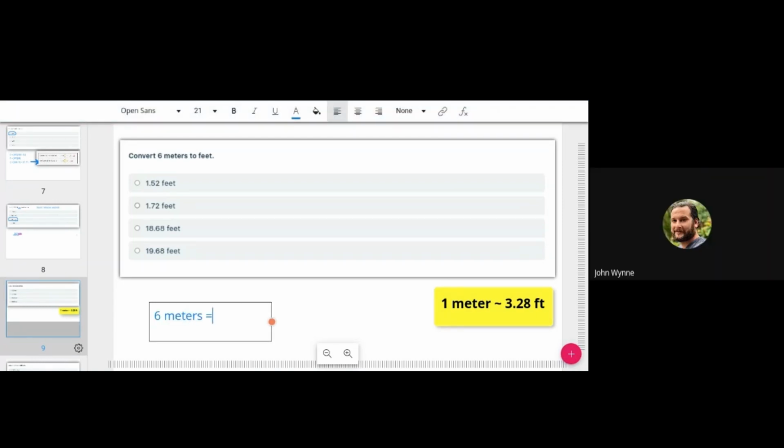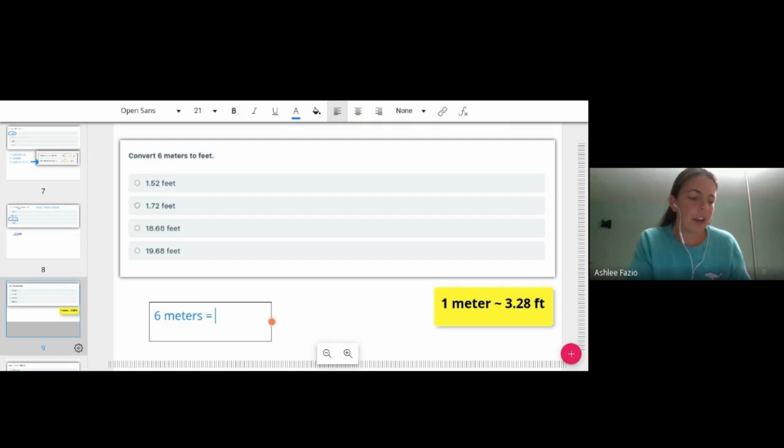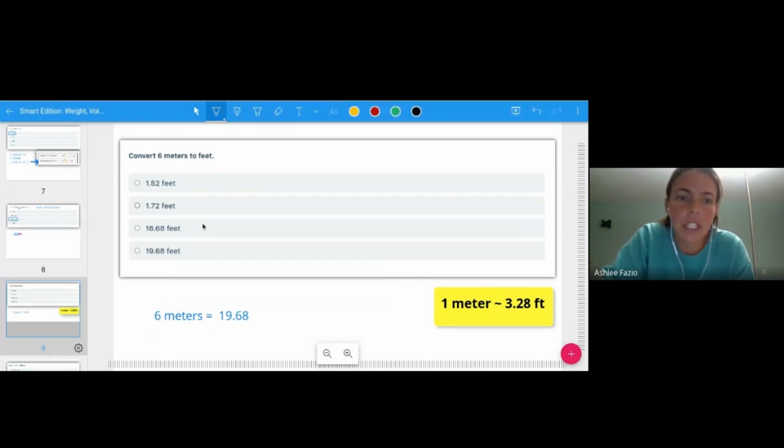Ashlee, I have an idea of what the answer is, but I'll let you go before I ask my question because it'll spoil it. Okay. In this case, because I'm using this as my conversion, that's what I have memorized. I'm going to do just 6 times 3.28 and get 19.68, which happens to be the exact one that we see. So that's a good way to check if it's reasonable.